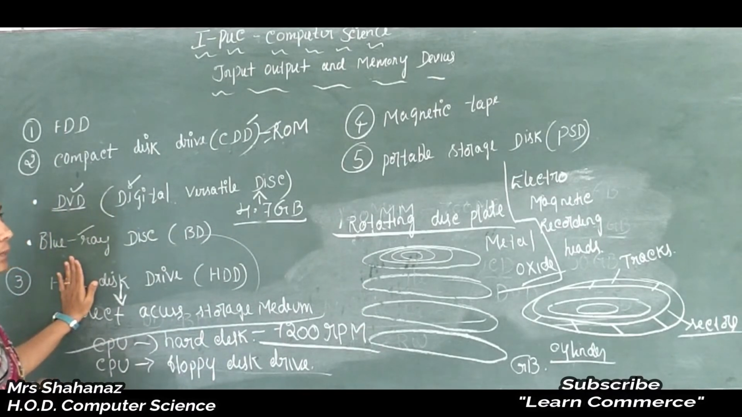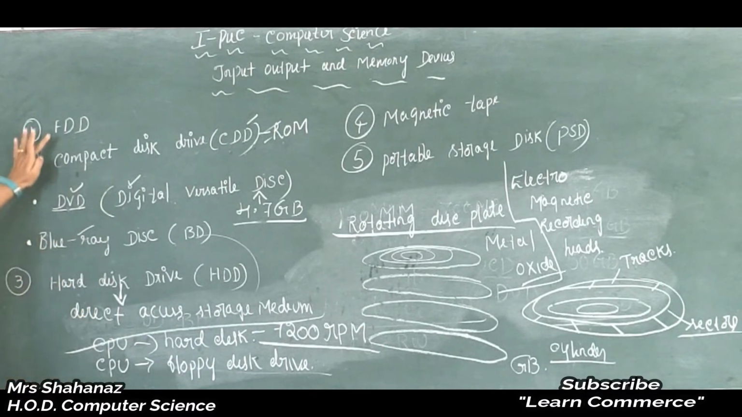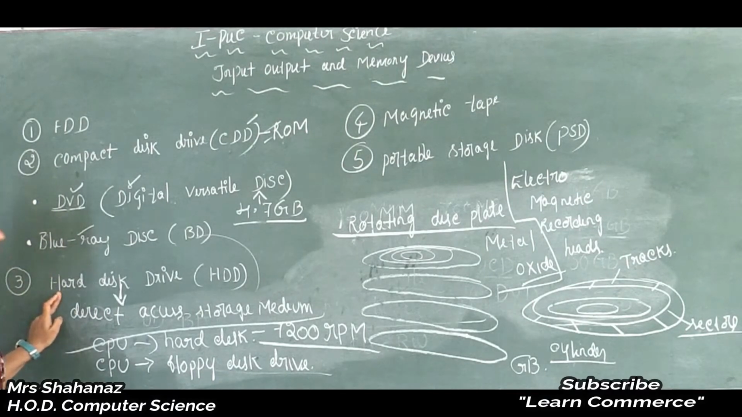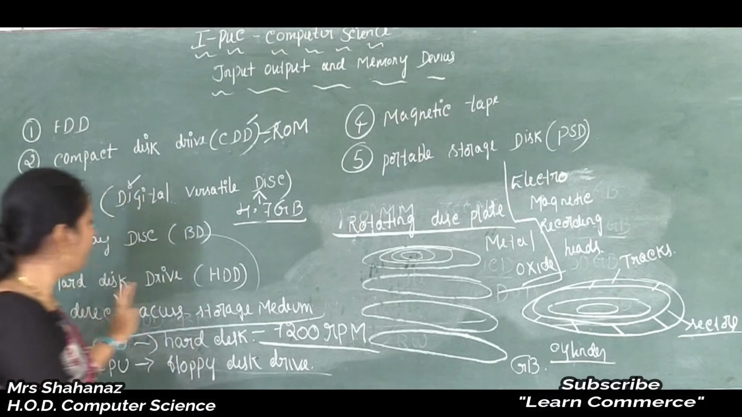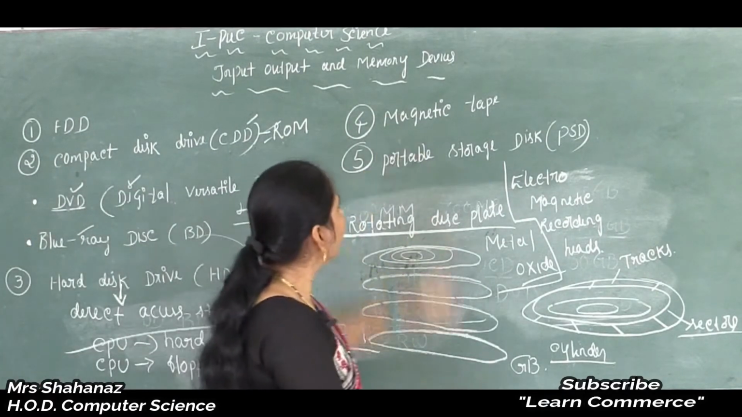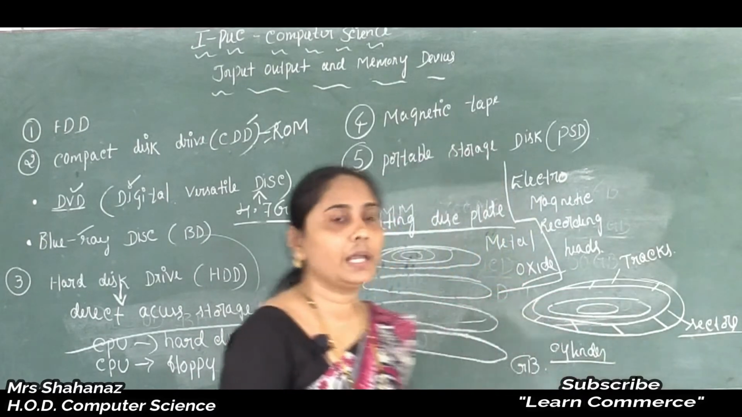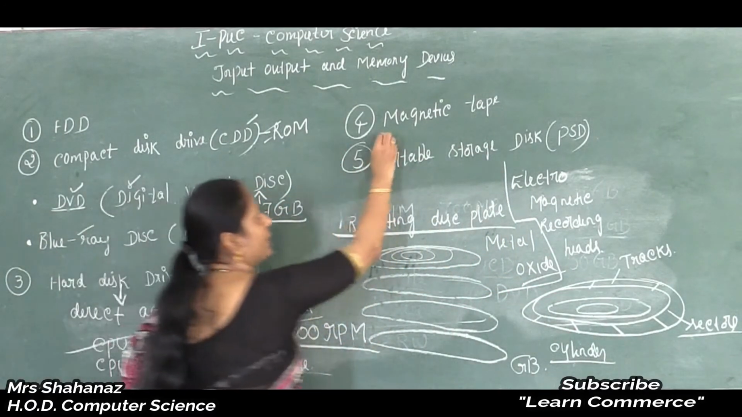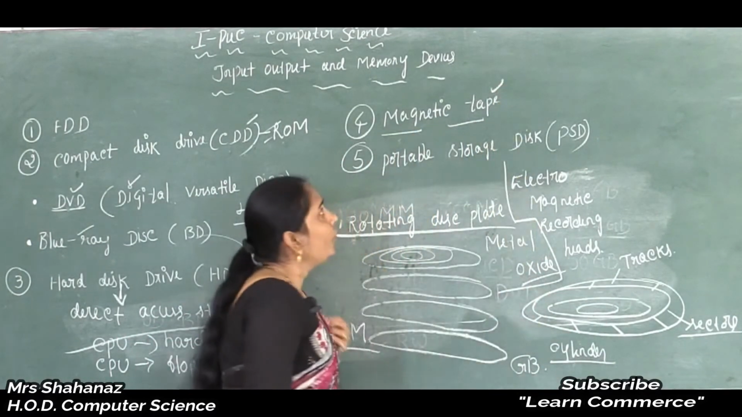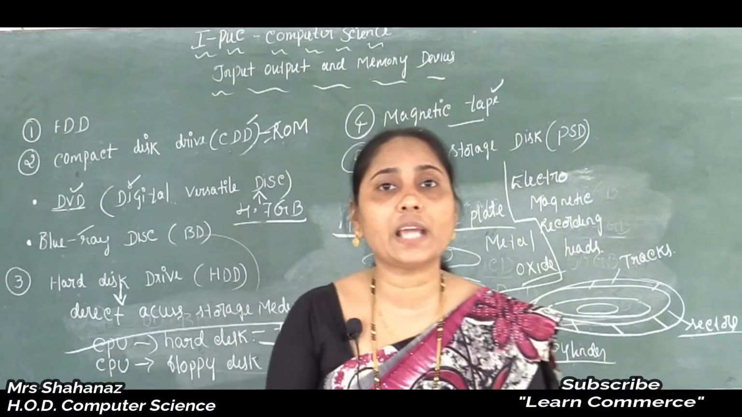After completing the floppy disk drive, compact disk, read only memory, Blu-ray disc, and the hard disk drive, the next thing is our magnetic tape. So, what about the magnetic tape?